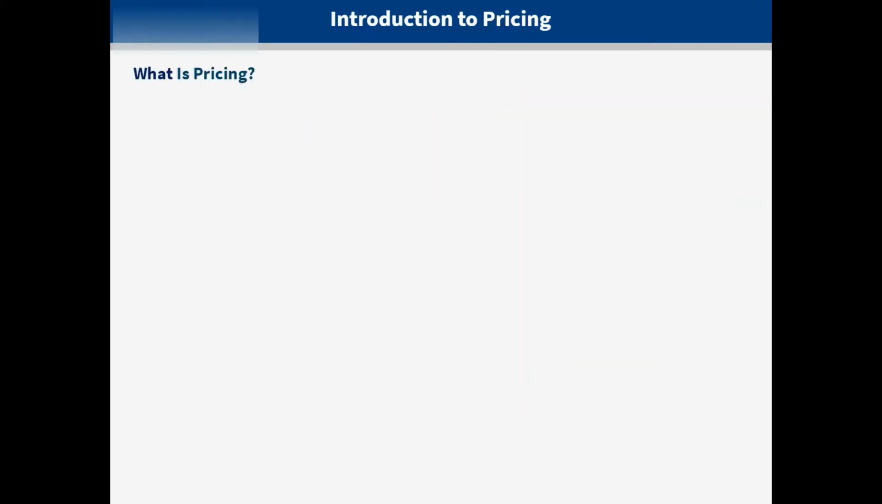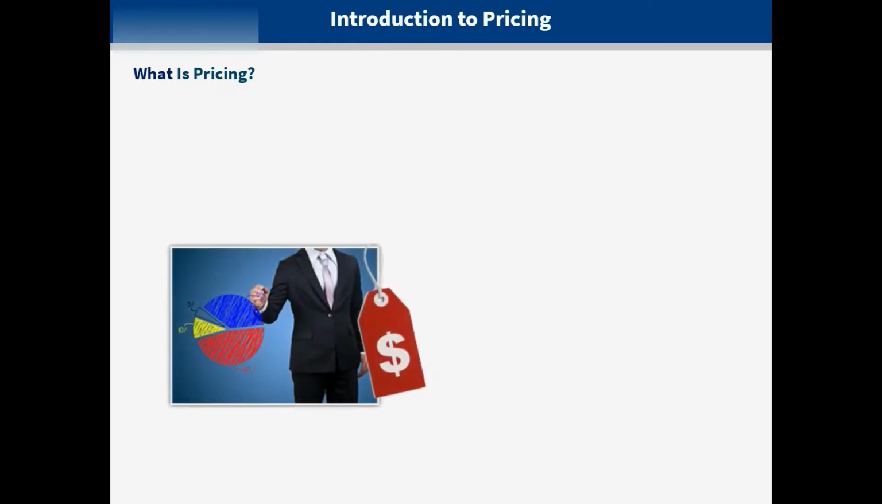Let's begin with the definition of pricing. Pricing is the method followed by a business to determine the selling price for its products or services. Price is one of the 4 P's of marketing. The other 3 are product, promotion, and placement.